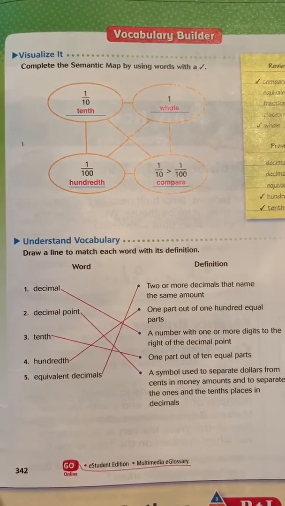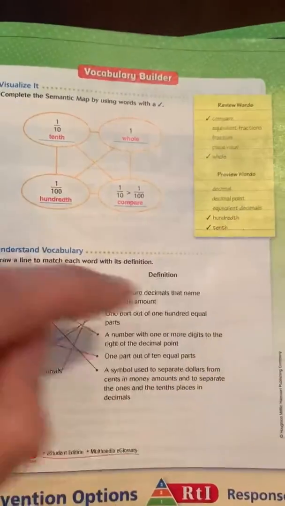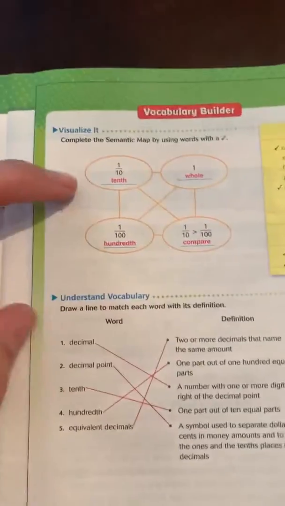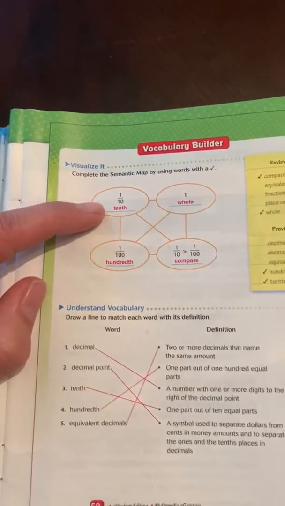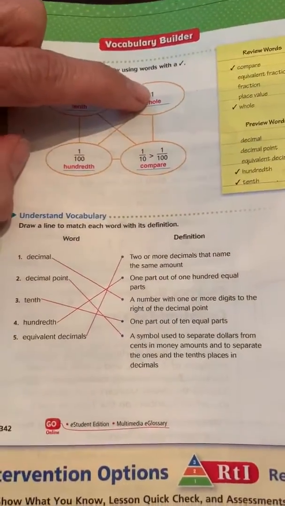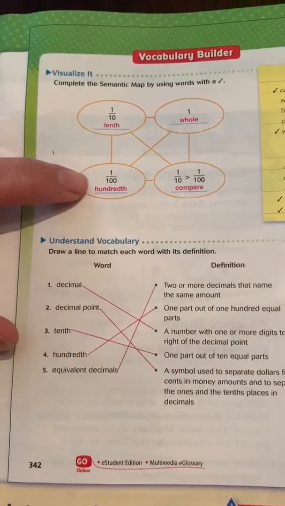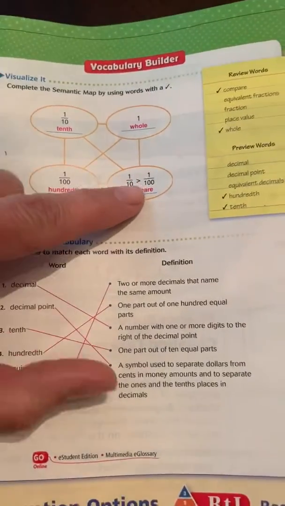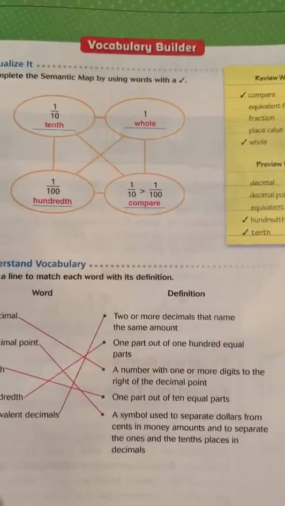It talks about completing this map by using words that have a check mark. Those are the words over here with a check mark. This is showing the unit fraction 1/10. This is showing you the number 1, and so it is a whole number. This is showing you 1/100th. And then this is showing you how to compare 1/10 to 1/100th.